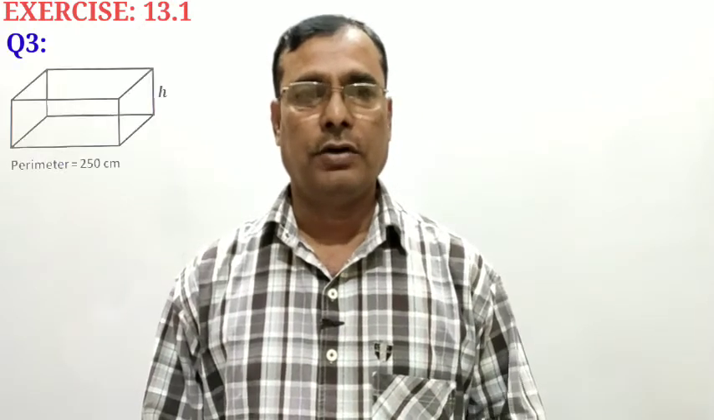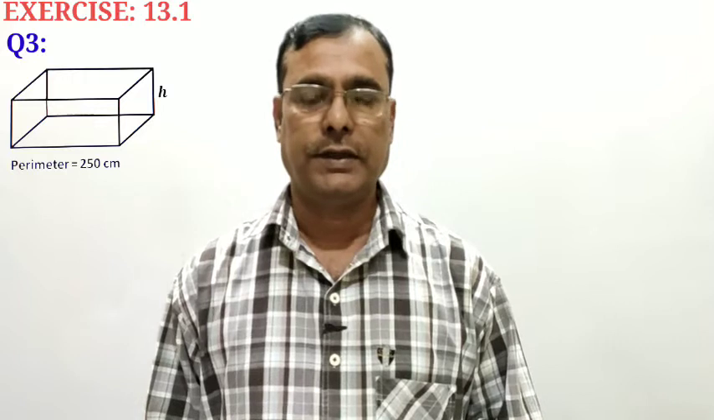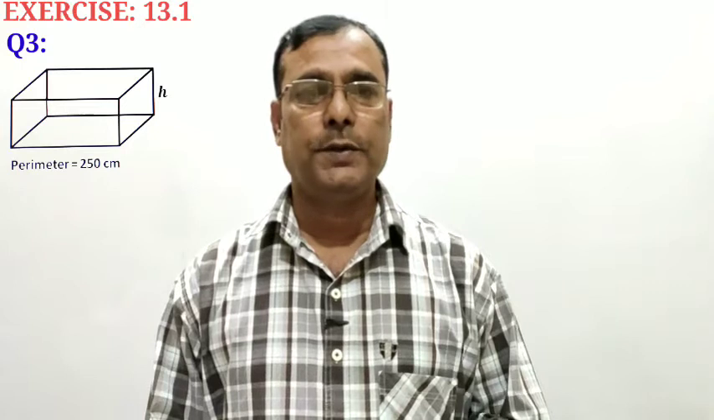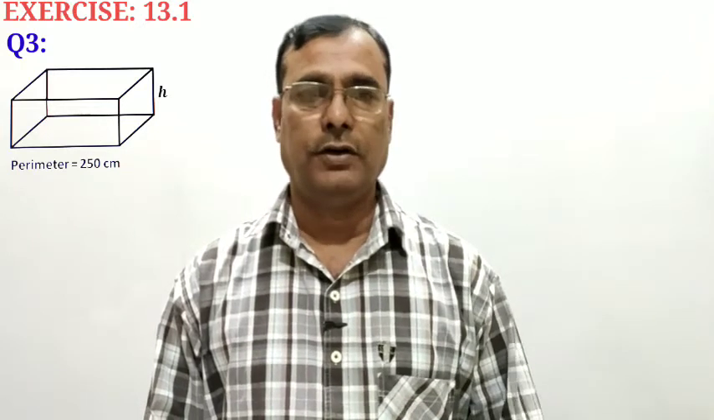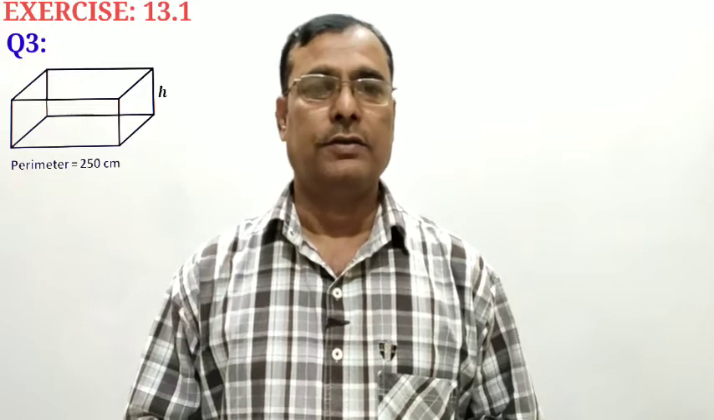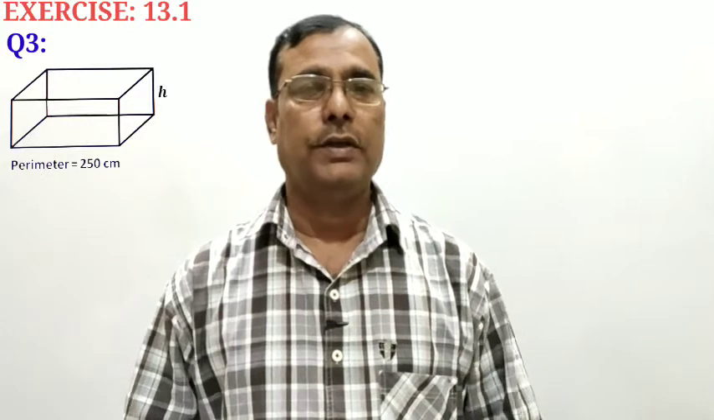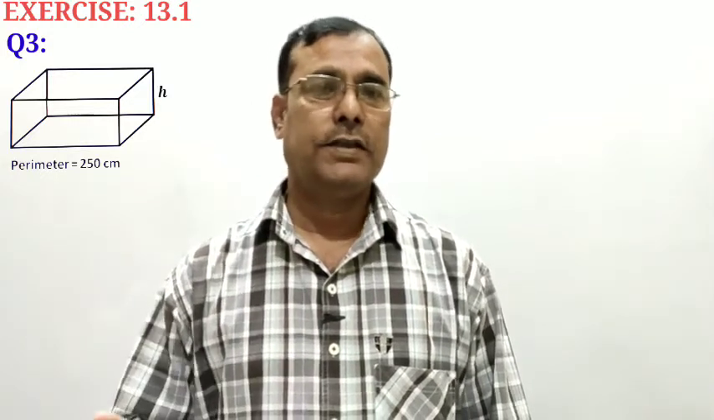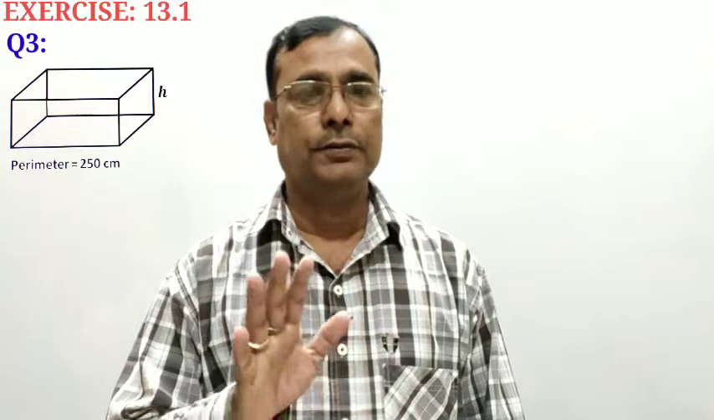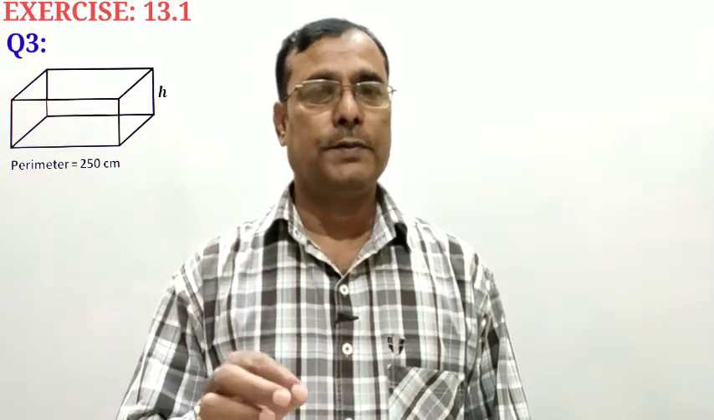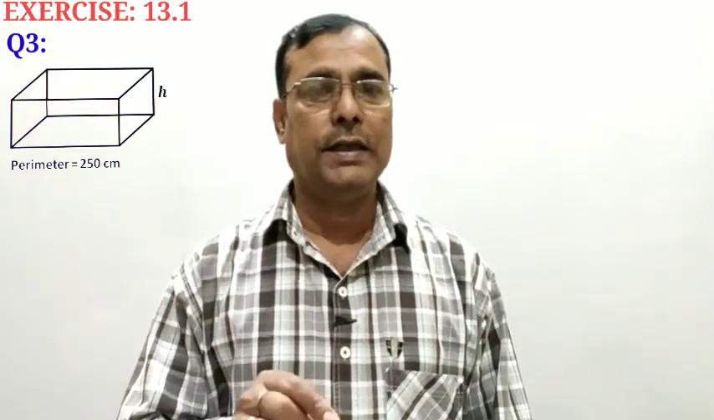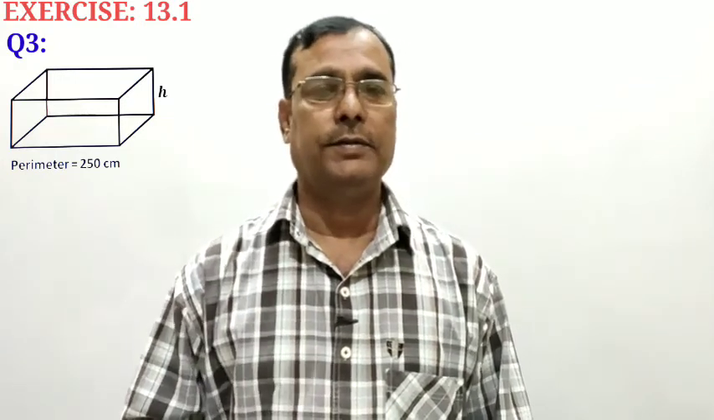Now let's see question number 3. The floor of a rectangular hall has perimeter 250 meter. If the cost of painting the walls at the rate of rupees 10 is rupees 15,000, find height of the hall. In this question also there is a rectangular hall and its perimeter is given 250 meter, and total cost of painting the 4 walls is given rupees 15,000, and painting rate is rupees 10 per meter square. We have to find height of the hall.